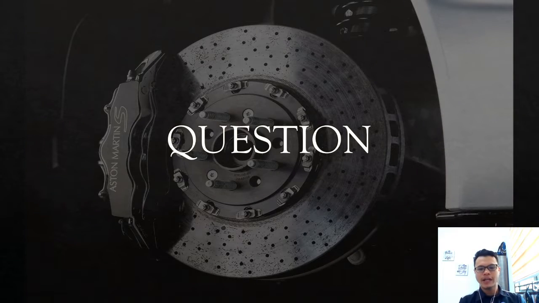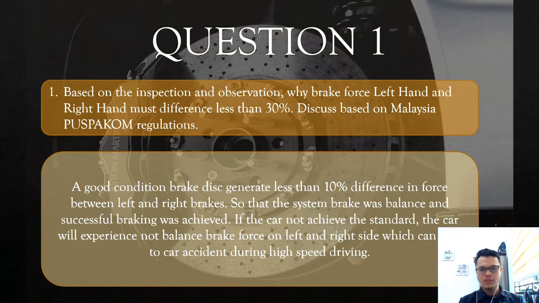So let's move to the next part, which is the questions. For question one, based on the inspection and observation, why must the brake force difference between left and right be less than 30%? Discussed based on Malaysia Puspakom regulation. A good condition brake disc generates less than 10% difference in force between left and right brakes, so that the brake system is balanced and successful braking is achieved. If the car does not achieve this standard, the car will experience unbalanced brake force on the left and right side, which can lead to a car accident during high speed driving.